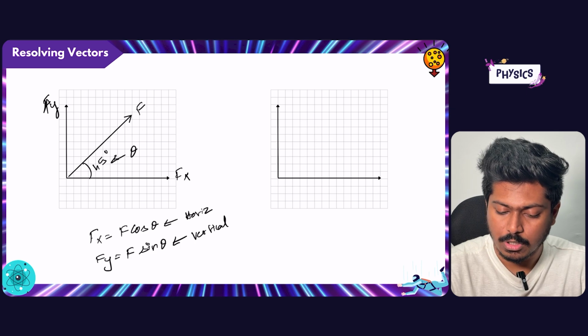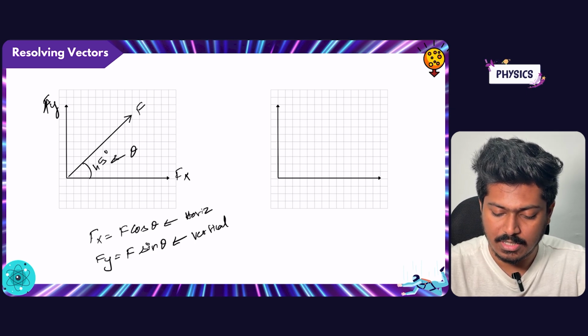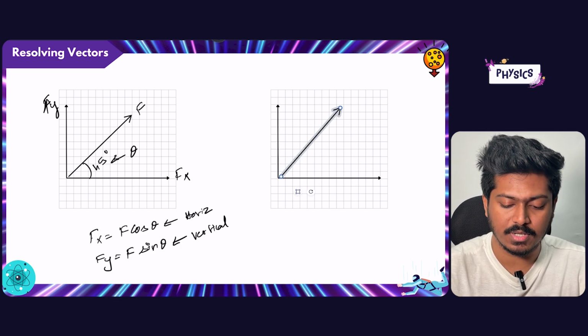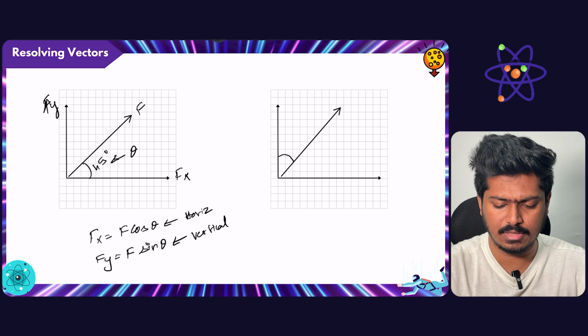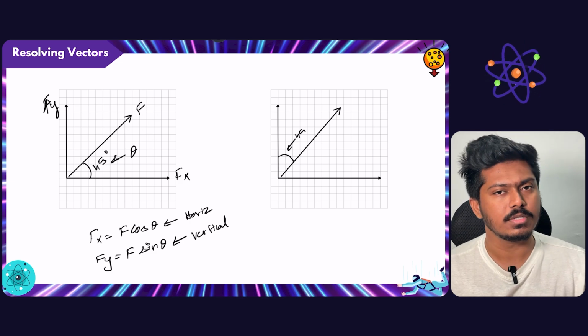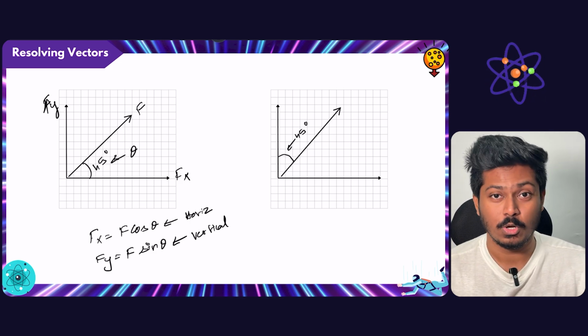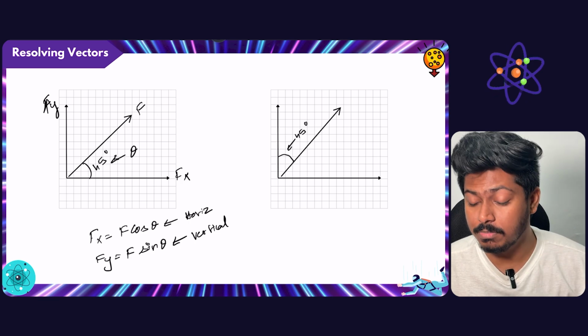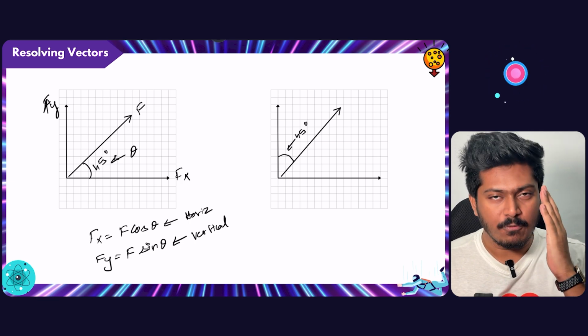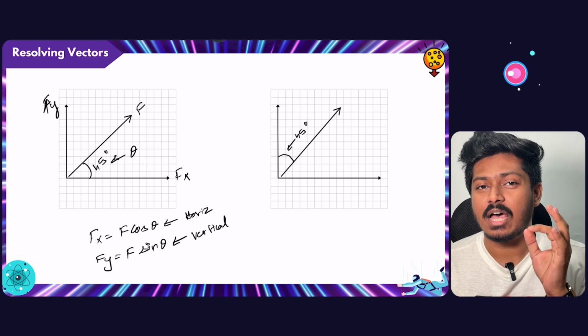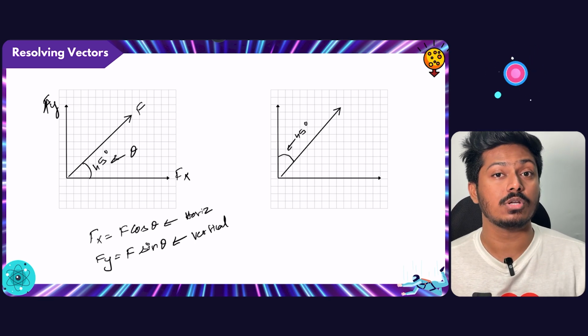Okay, that's pretty much simple. But what if you get an angle in such a way that it does not represent the horizontal and vertical components directly? Such as, what if you're given this angle, and let's say this angle is 45 degrees. What would you do then? Well, the answer is very simple. You just got to remember one simple statement. A vector is always a theta away from the horizontal component.